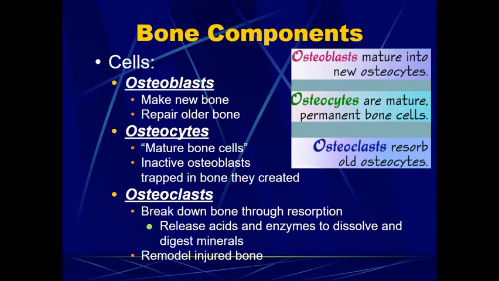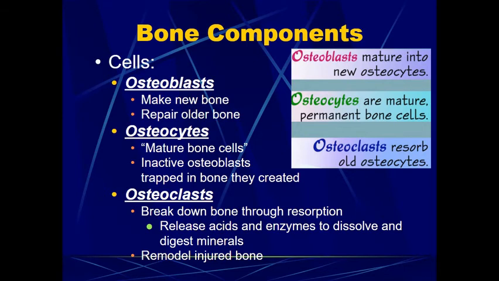Bone is living tissue made of living cells. There's three main kinds of cells that we find in bone. Osteoblasts are cells that are able to make new bone tissue. They also can repair older bone. Osteocytes are mature bone cells. So these are osteoblasts that have become inactive and now they're trapped in the bone that they've created. And then osteoclasts are cells that break down bone through resorption.